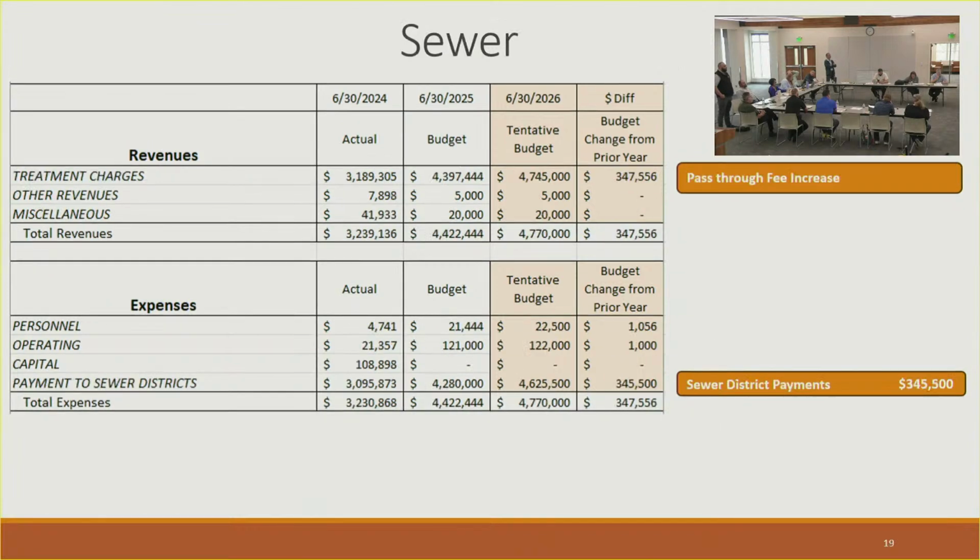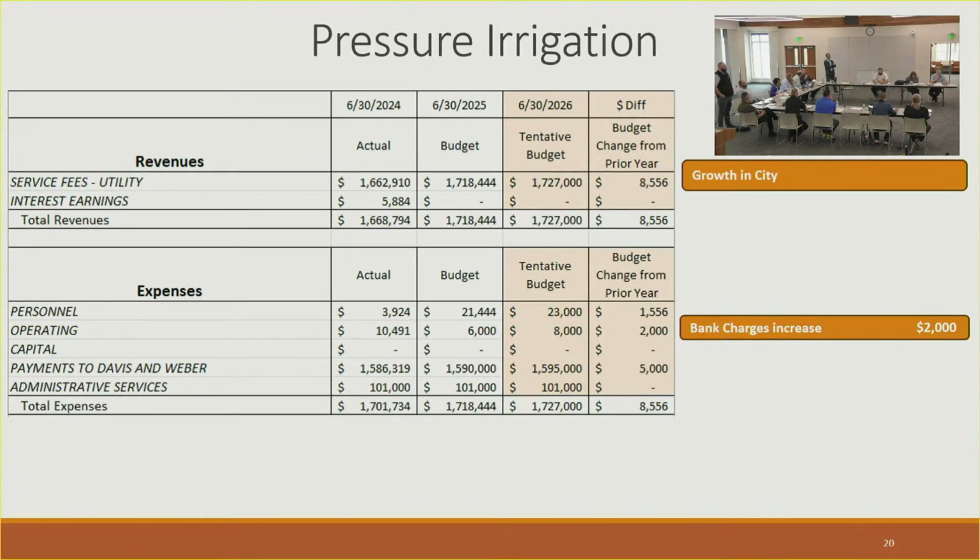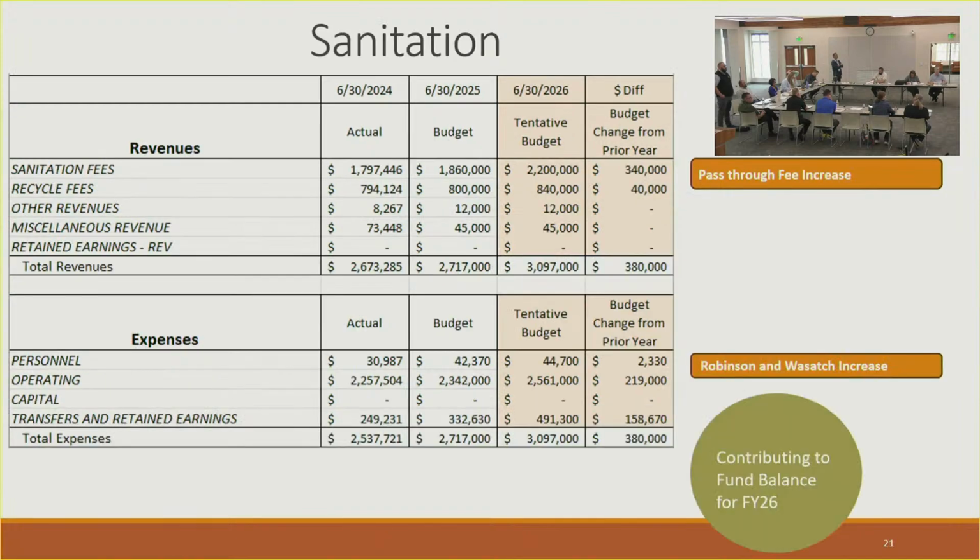Sorry. Okay. Sewer, we just have that pass-through fee increase for the sewer district payments. They've raised their rates. Of course. Pressure irrigation, no real change there. There will be a little bit of growth in the city, but no change on the rate. Sanitation, there's a pass-through fee for Robinson that we took into consideration, but both Robinson and Wasatch are increasing.